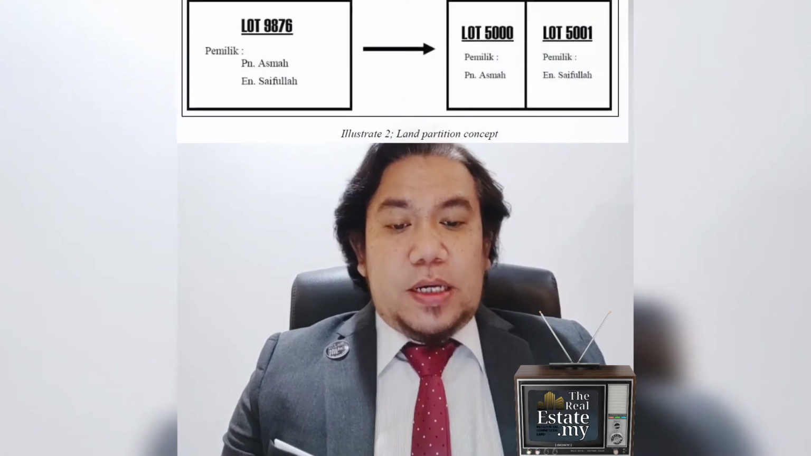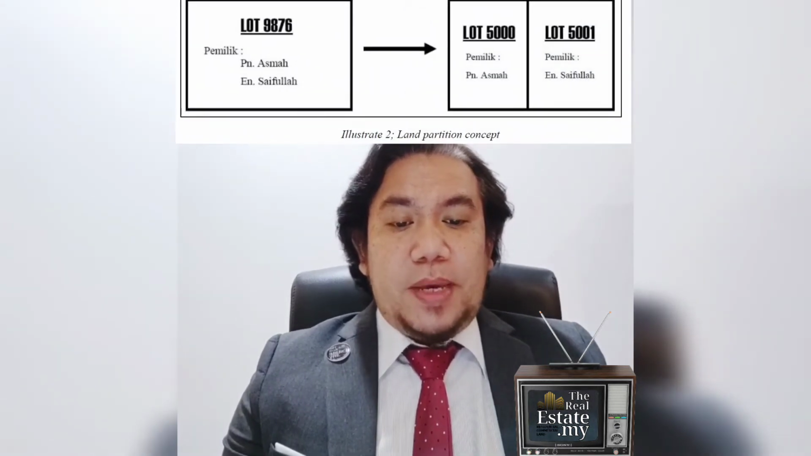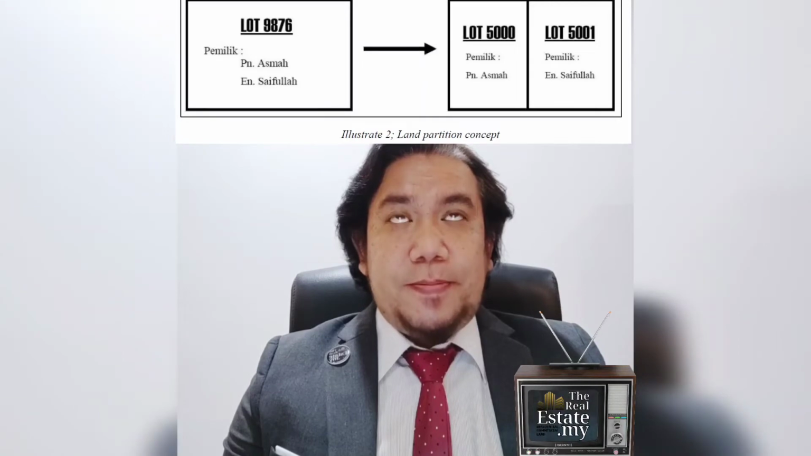Next topic will be the partition. A land can be divided with the approval of the State Director or the Administrator of the property when it is apprehended within the jurisdiction of the Land and Registry Office and has two or more co-proprietors. Illustration above mentioned about the land partition concept.